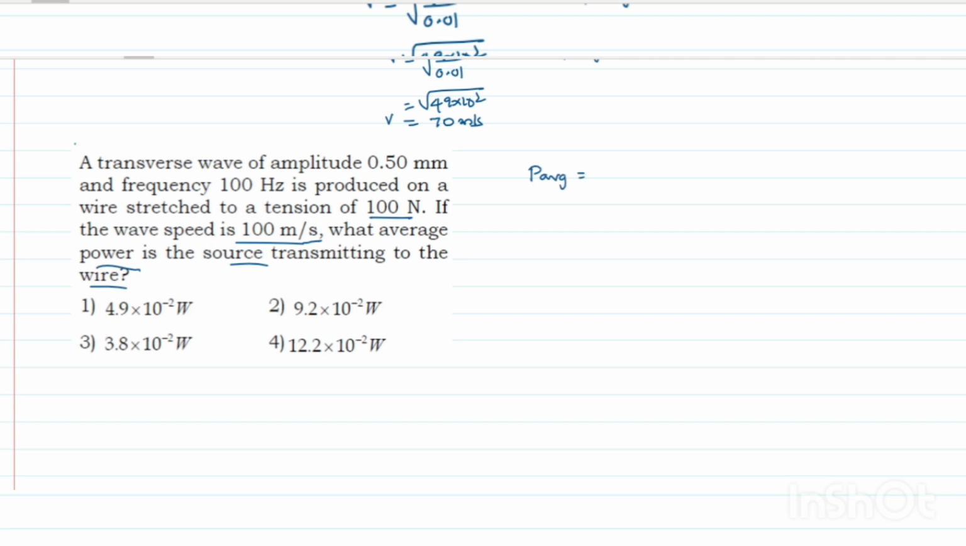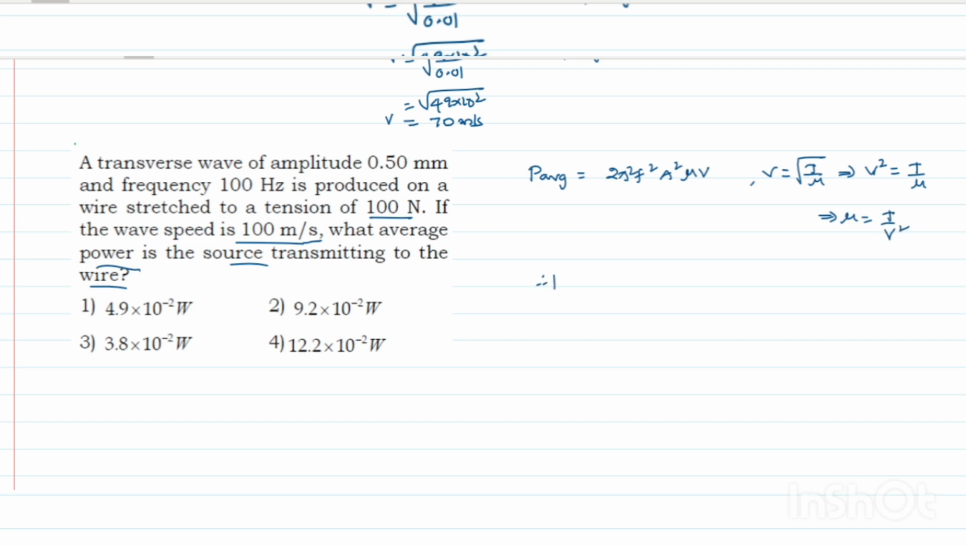The average power formula is 2 pi square f square a square into mu into v, and the velocity is root over T by mu. Here the linear mass density is not given. So when you square this, you get v square equals T by mu, so instead of mu you have to substitute T by v square.